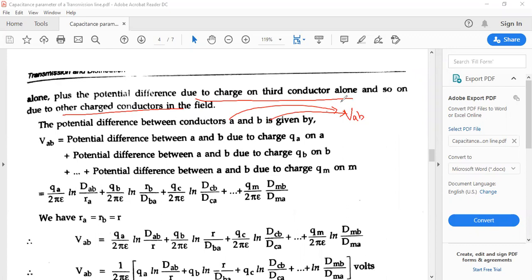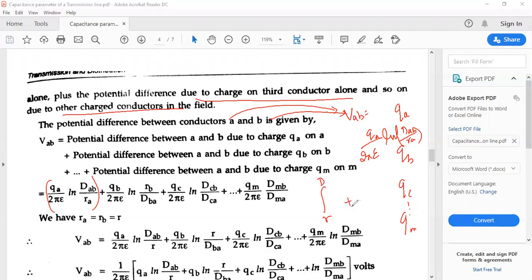VAB will be equal to the potential difference between A and B due to charge QA. Here the charges are QA, QB, QC and QM. So QA divided by 2 pi epsilon times ln of DAB divided by RA. Why is it DAB divided by RA? Because you need to go for the radius and the distance which is present there.